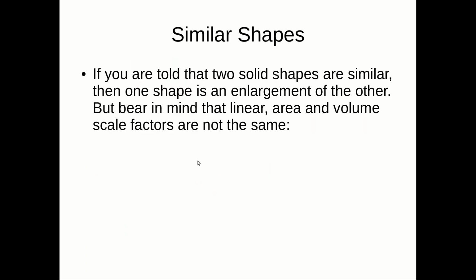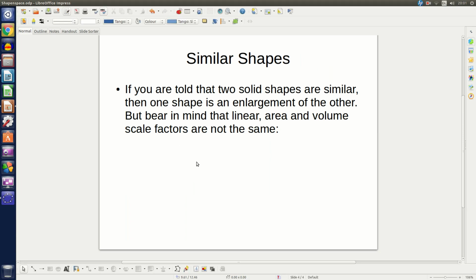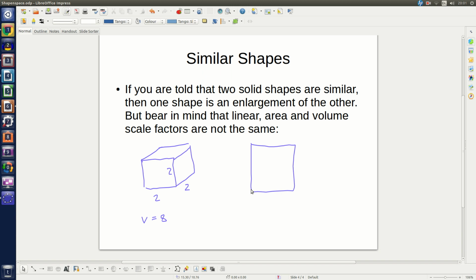okay, so let's talk about similar shapes. What we need to bear in mind with similar shapes is that when two solid shapes are similar, one is a scale factor enlargement of the other. But bear in mind, linear scale factor, area scale factor, volume scale factor, they're not all the same. Let me give you an example. Here I've got a cube. On my cube, I've got lengths of 2, 2 and 2, and so the volume is going to be 8. Let's take another cube. Let's take a cube of 6, 6 and 6.